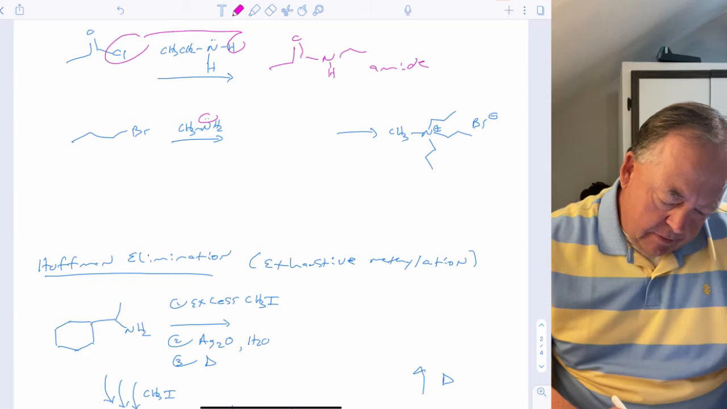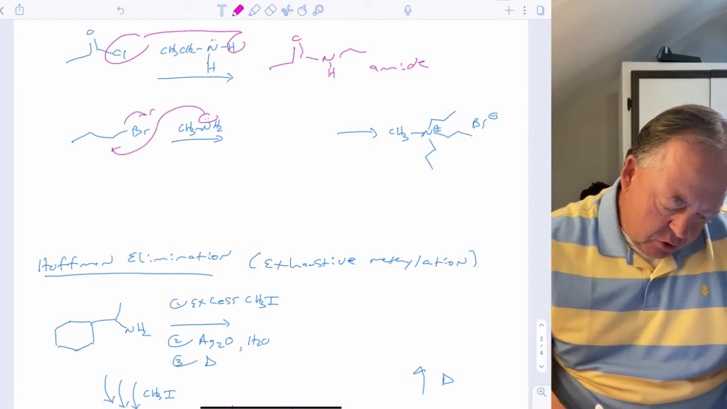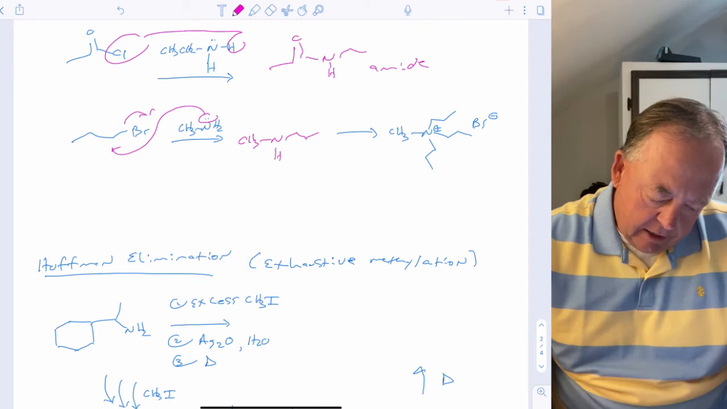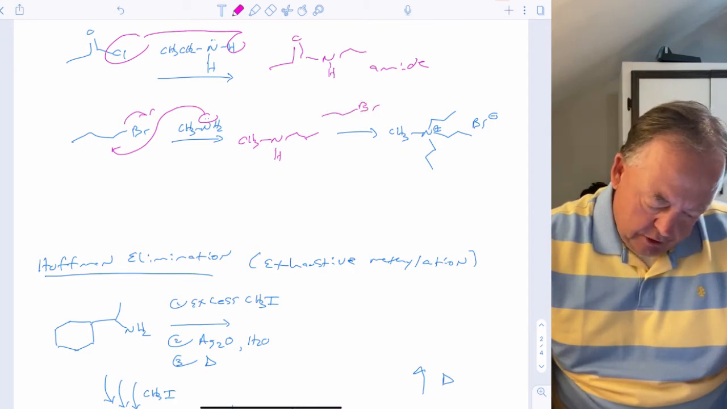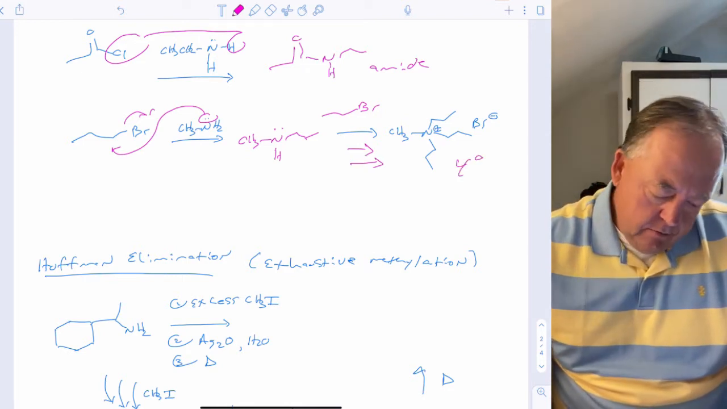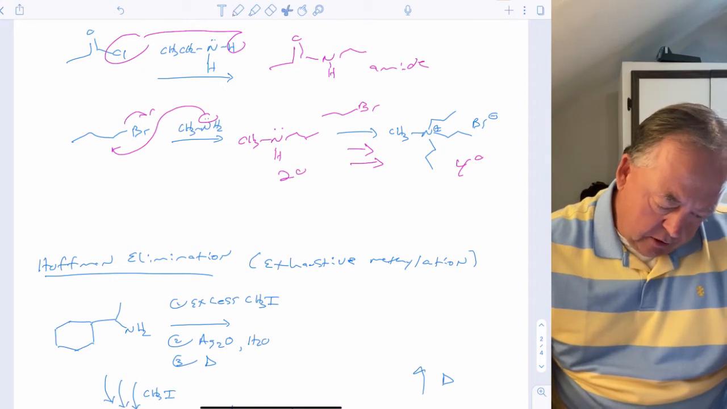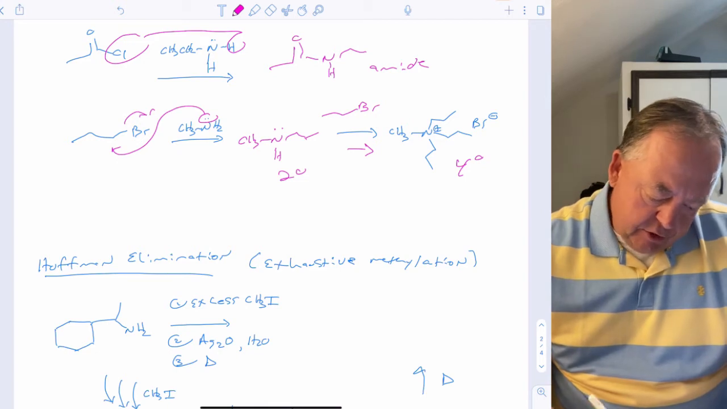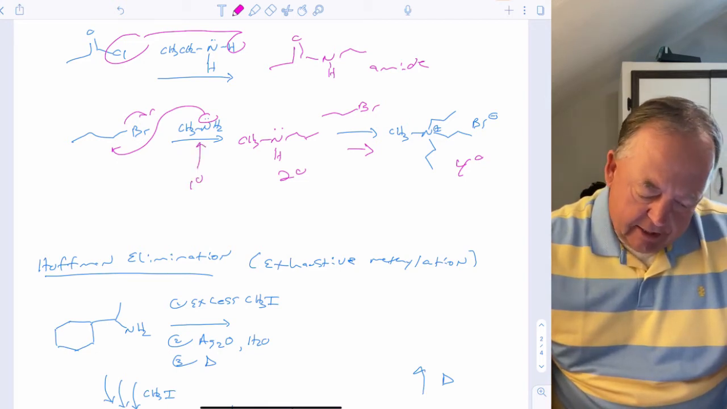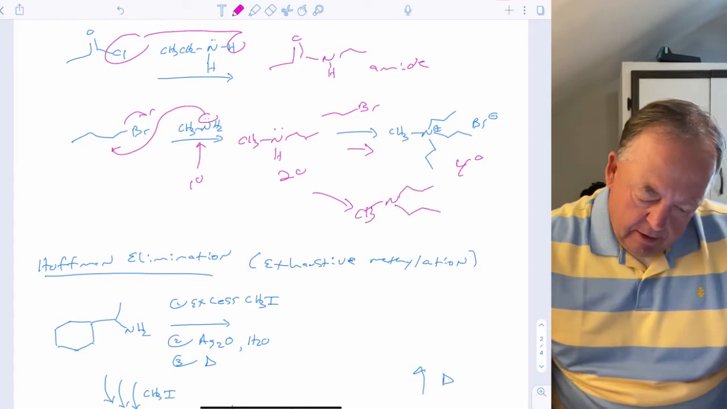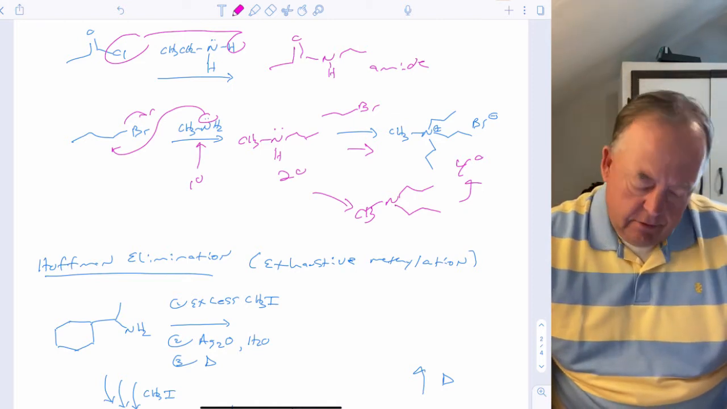Or amines with alkyl halides will do SN2 reactions. You just have to keep in mind it doesn't stop there. You can over-alkylate it, where this reaction could happen 2 more times and make the quaternary amine. Since you started with a primary amine, you make a secondary amine, then you could make the tertiary amine, and then it could react again to make the quaternary amine.